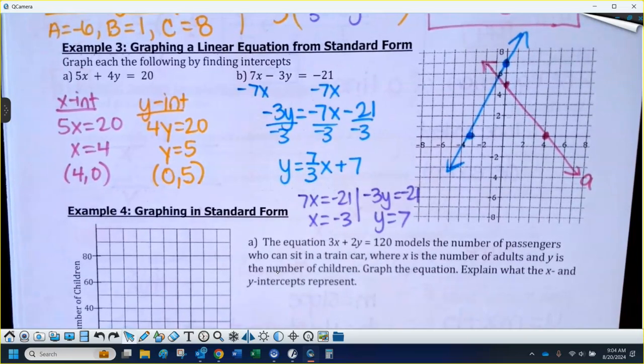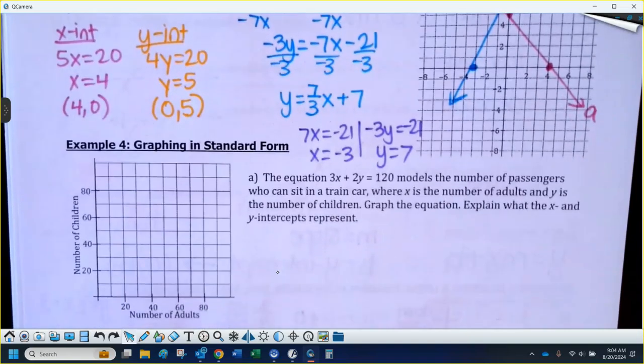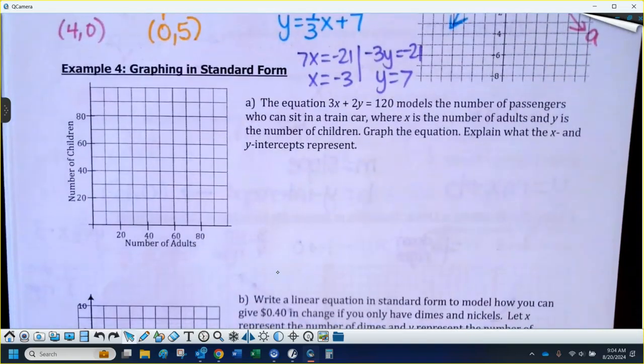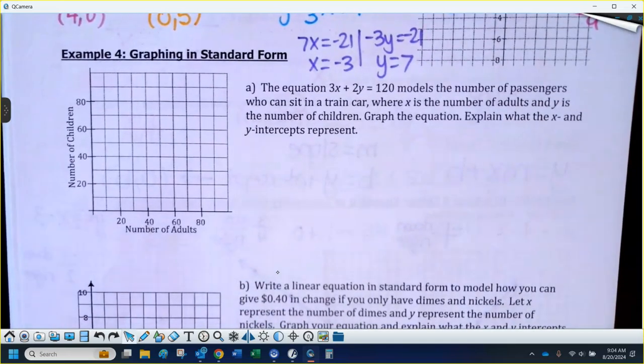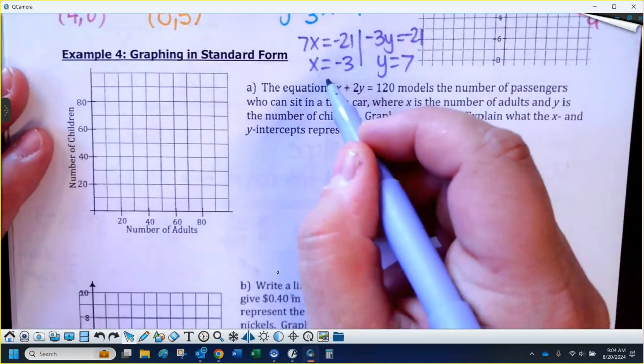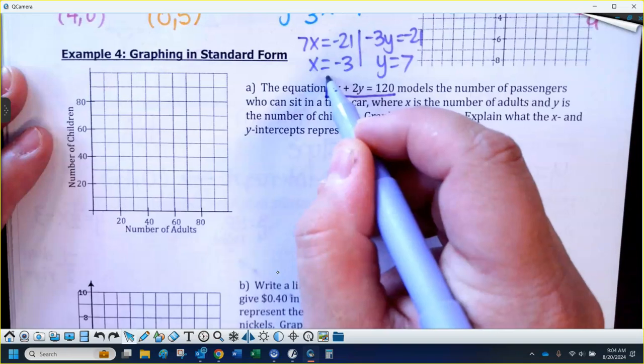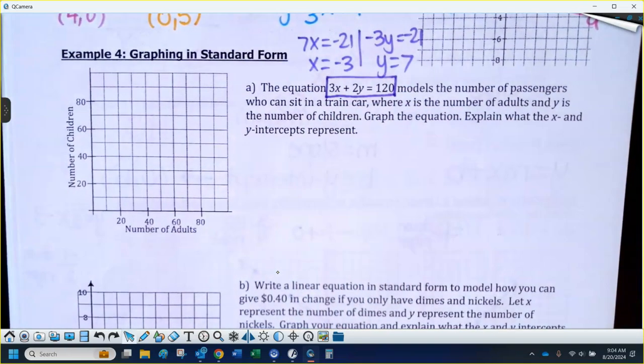Okay, now I'm going to scooch this down. I would recommend to you for these last two problems, if you're working with a word problem, I usually don't put it in slope-intercept form. I usually just use the standard form and find the intercepts because it tends to be easier for me to do. So I might recommend that here, but you could transfer this into slope-intercept form if you like that better.